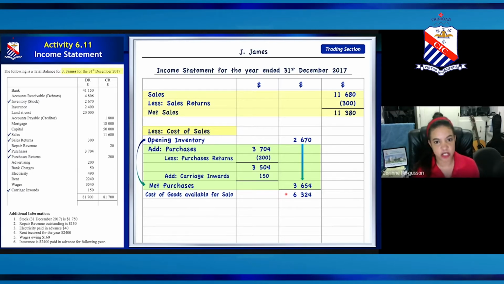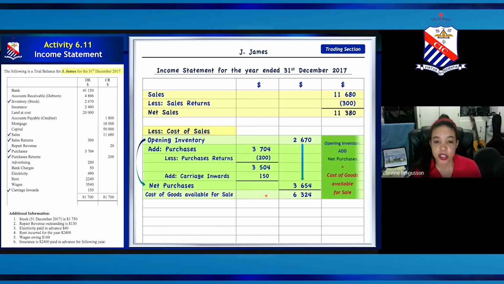Otherwise, cost of sales would have simply been opening inventory, add purchases, less closing stock. But because we had to do this with your purchases, which are the two items here, the purchases returns and the carriage inwards, we have this little section here that you had to get out of the way, calculate, and then you have it on this side here. So what we just did there is your opening inventory, add your net purchases is equal to your cost of goods available for sale. That is what we have accomplished.